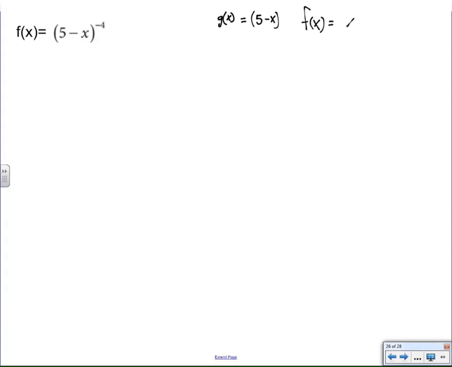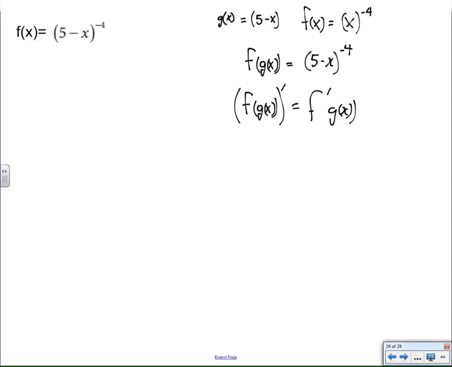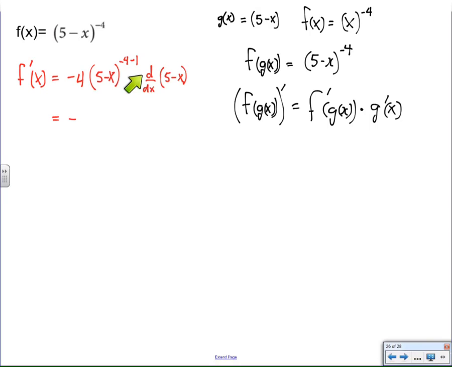Composite: the inner function is 5 minus x this time, and the outer function is x to the negative fourth this time. So once again, the derivative of a composite is equal to the derivative of the outer function, dependent on the inner, times the derivative of the inner. That generates the following. Negative 4 is the exponent multiplied by the coefficient. Drop the exponent by 1 and set up the derivative of the inner. This is negative 4 times (5 minus x) to the negative fifth.